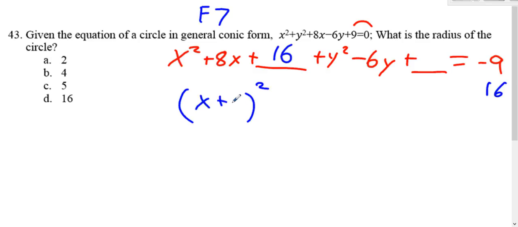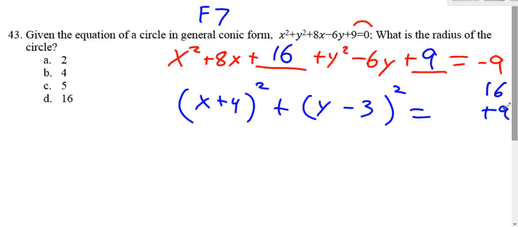So this is going to be x plus 4 squared. Here we fill in the blank, same thing. Negative 6 over 2 is negative 3, squared is 9. Add 9, add 9. And that factors to y minus 3 squared. Add all that up, you get 16, which means the radius is the square root of 16, which is 4.